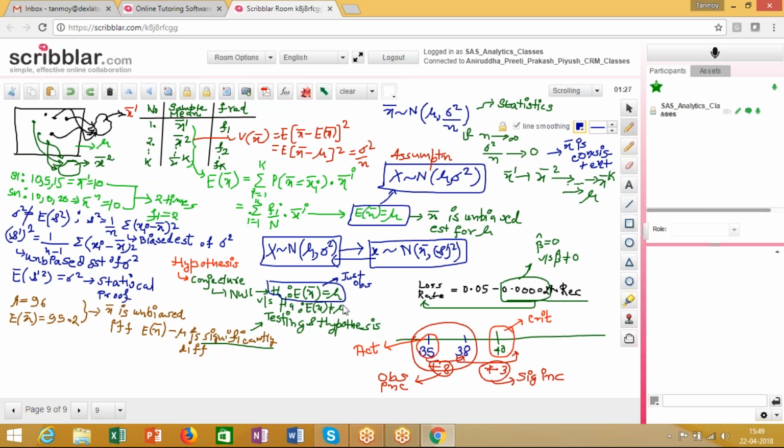Right? And over here, this says that no, this is a significant difference. So what we try to say is that whatever difference we have over here is a significant statistical difference.